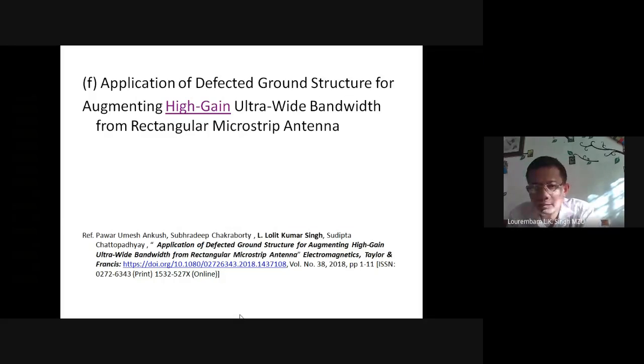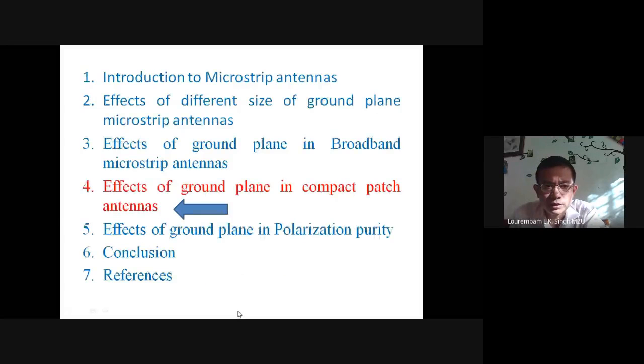So this is mainly about our broadband work. Now let's come to the effects of the ground plane in compact patch antennas. How can we make it compact? As we know, when the frequency increases, the size of the patch reduces. Similarly, when the frequency is smaller, the size of the patch increases. The size and the frequency are inversely proportional.